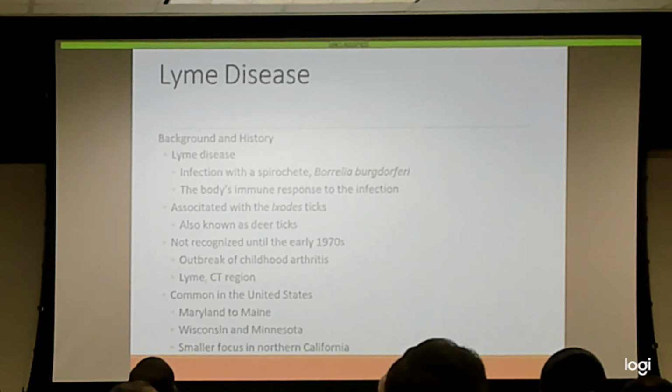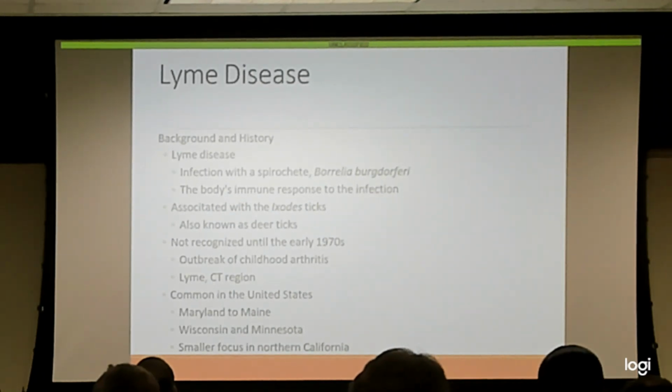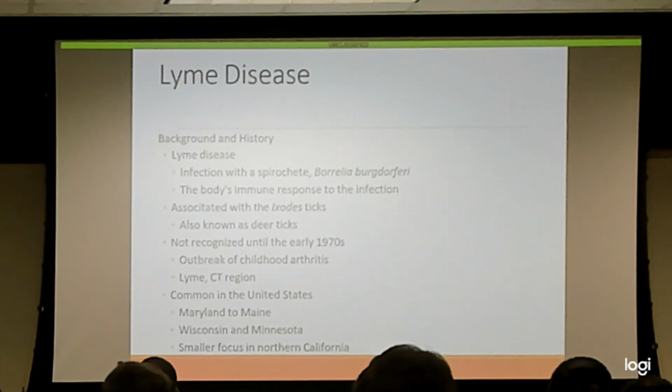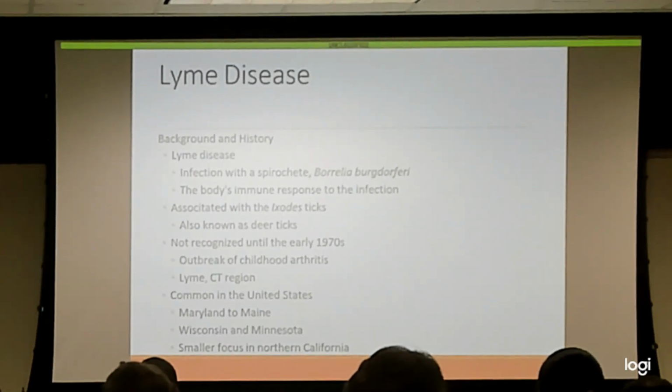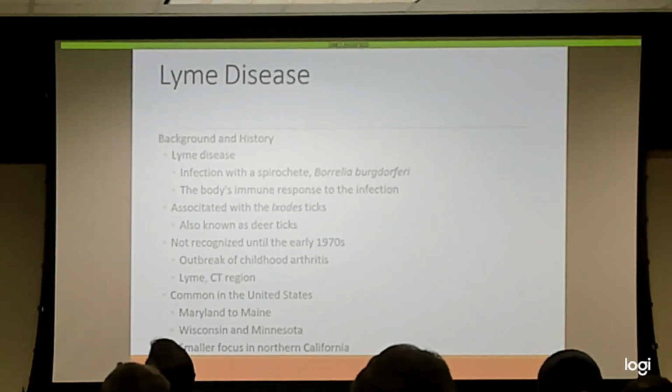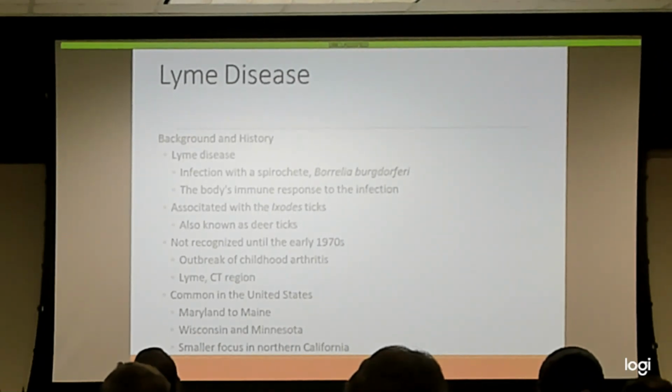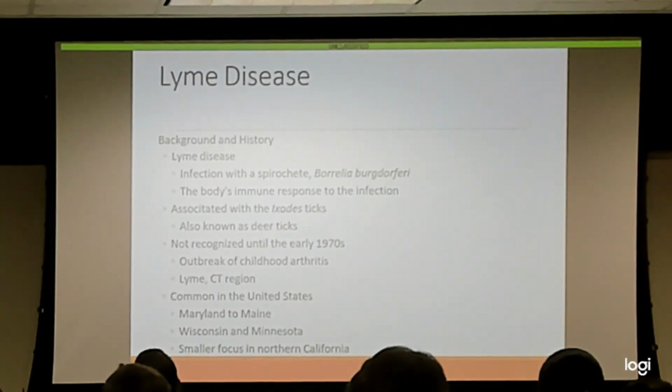I don't know if anybody here is from Connecticut or the Connecticut area, but over in Lyme, Connecticut, they had, let's call it an outbreak, but they had a large group of children that started having childhood arthritis, and they wanted to figure out why. They had a large group of adults that were having arthritis, and they were trying to figure out why this area had such a large number of childhood arthritis and adult arthritis. And they found out that it was Lyme disease, so they called it Lyme disease because of the region that they found it in.